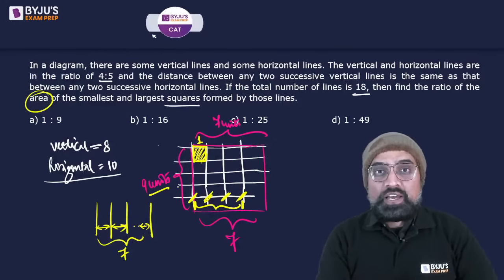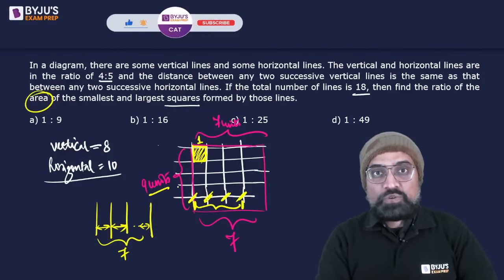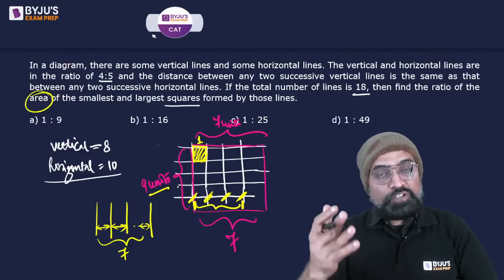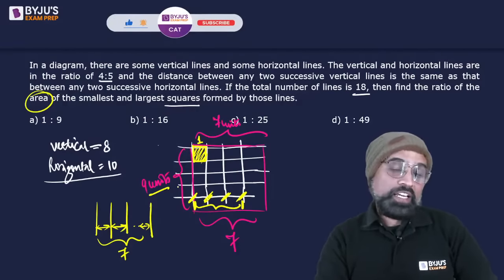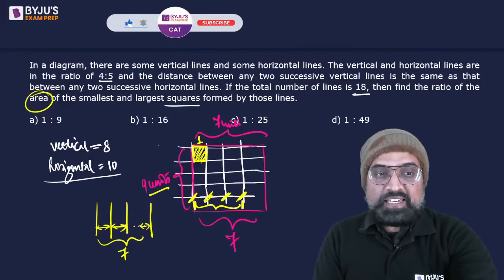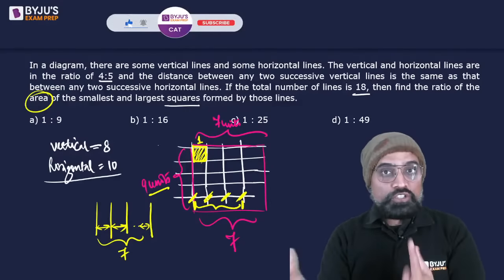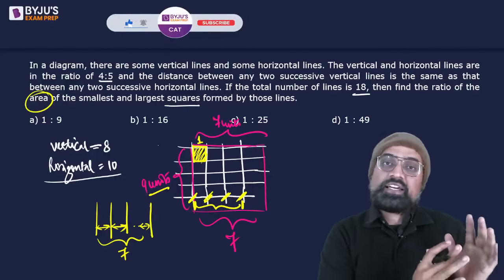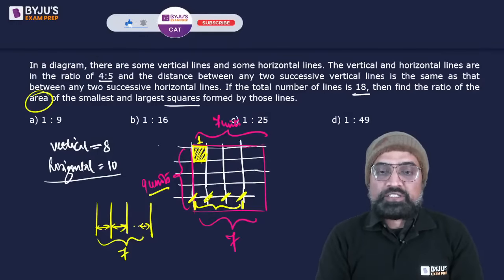Since we need a square, we can't have a 9 by 9 square because we don't have that many vertical lines. But we can definitely have a 7 by 7 square. So it's going to be quicker if you don't draw the entire figure, but we can understand that the largest square you can have is 7 segments by 7 segments. Right, Pratyaksh.